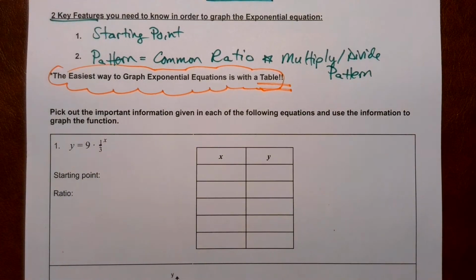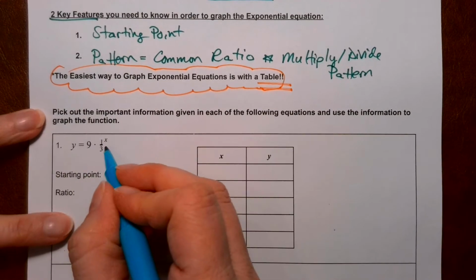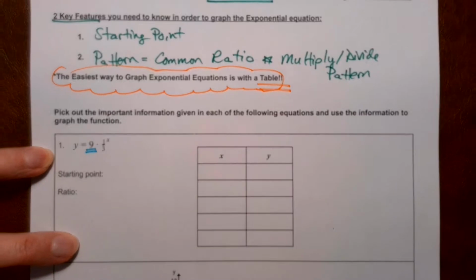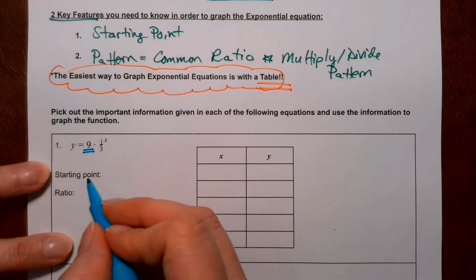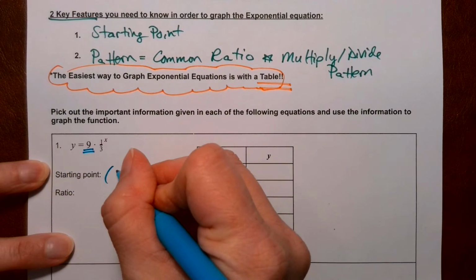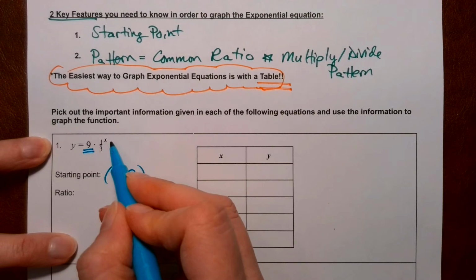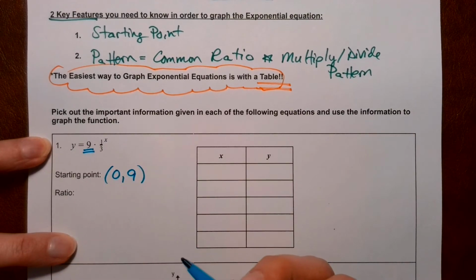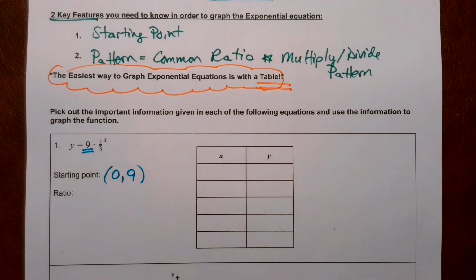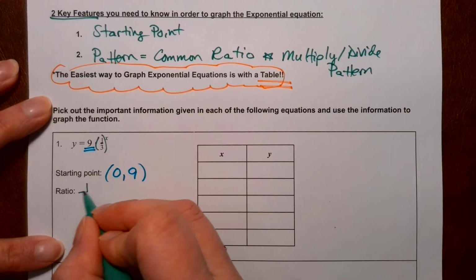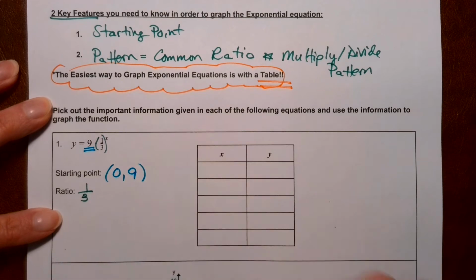graph. Whenever you do exponential or geometric equations, your starting value is right there in front. So our starting point is going to be 0, 9. I know that it's a 0 because my x value wasn't adjusted at all. How about the ratio or the pattern? This is definitely a multiply by 1/3. So that's the pattern.